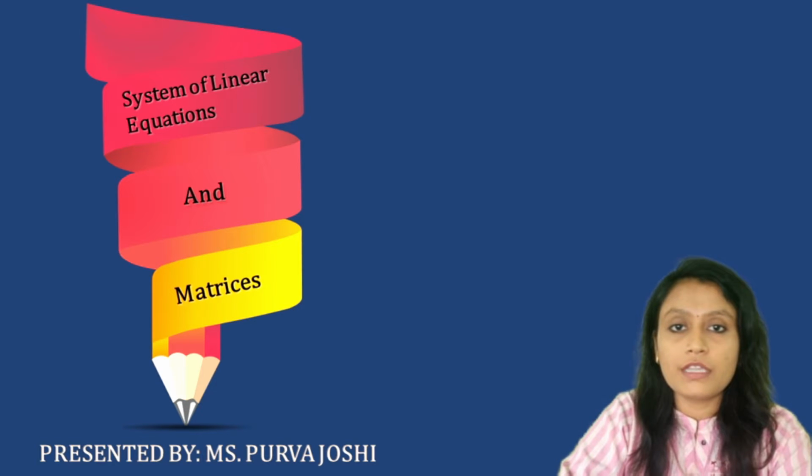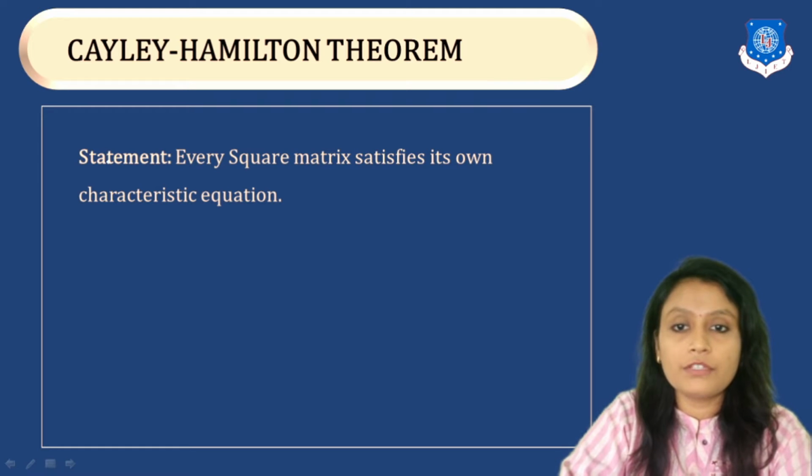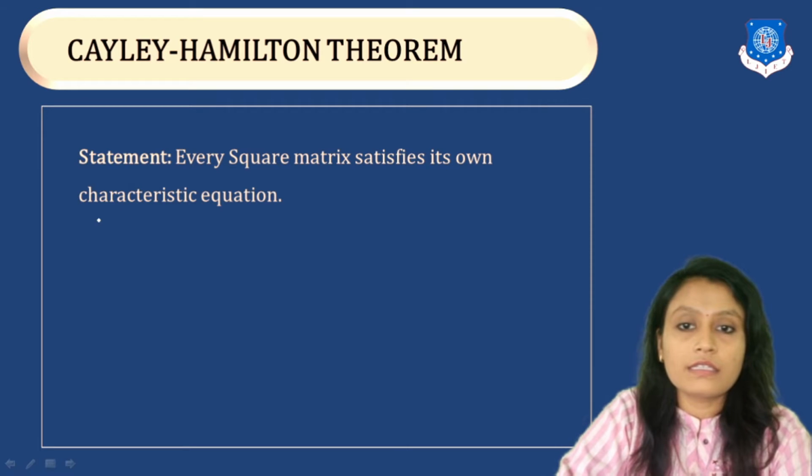Today we are going to study a few more topics of system of linear equations and matrices. So let's begin with the first topic, that is the Cayley-Hamilton theorem. The statement of the theorem is: every square matrix satisfies its own characteristic equation. Firstly, we'll start with the characteristic equation.